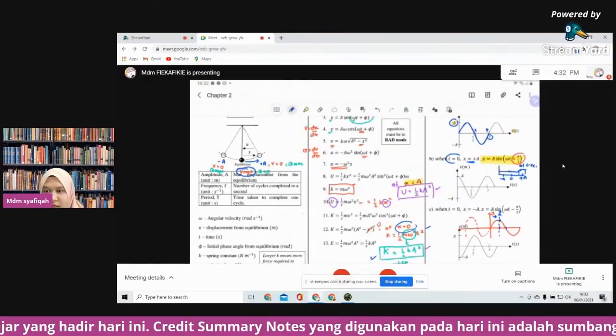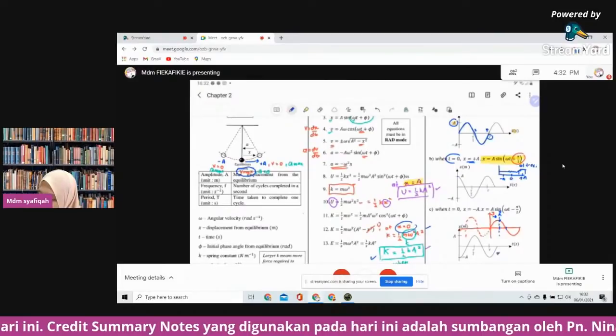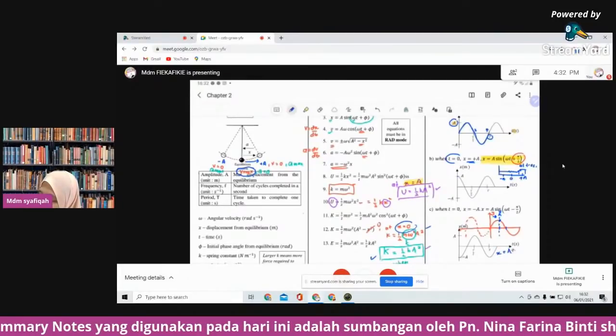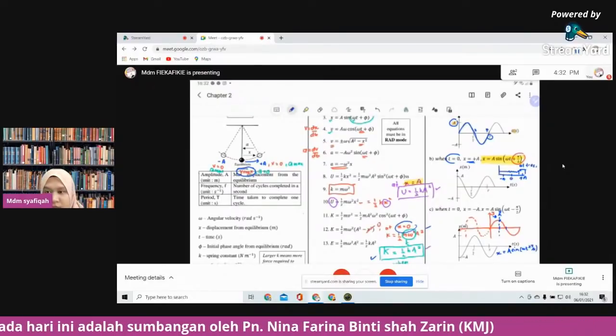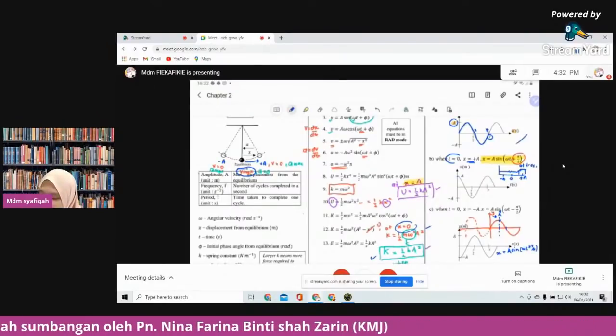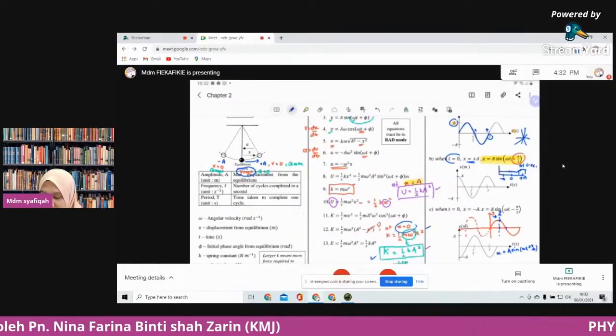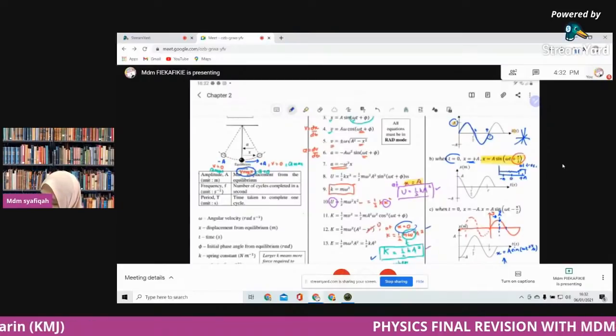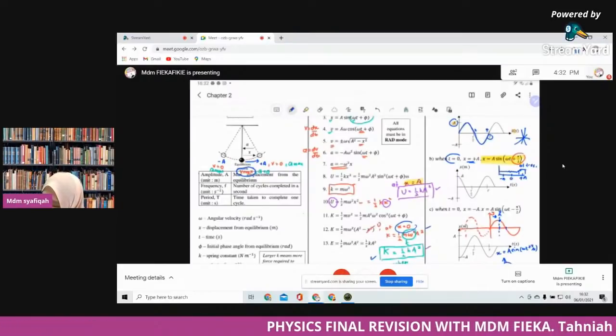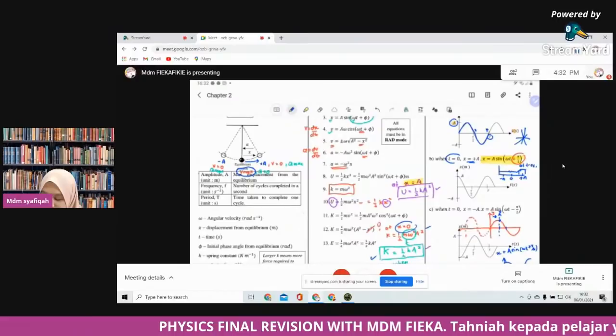Okay, jadi if we have equation of x equal to A sin omega t plus pi over 2, bentuk graf dia dah bukan macam ini lagi. Okay, so bentuk graf yang baru dia, sebab kita dah shift to the right tadi, dia akan jadi macam ini. Nampak?